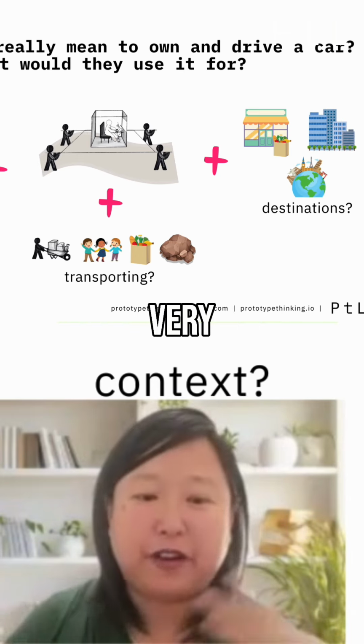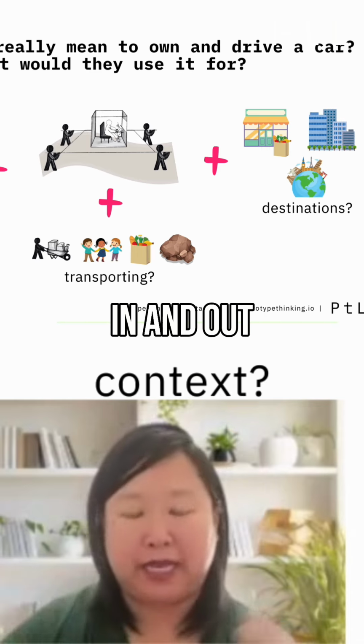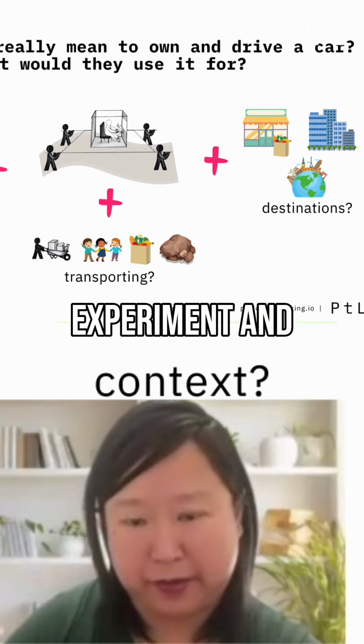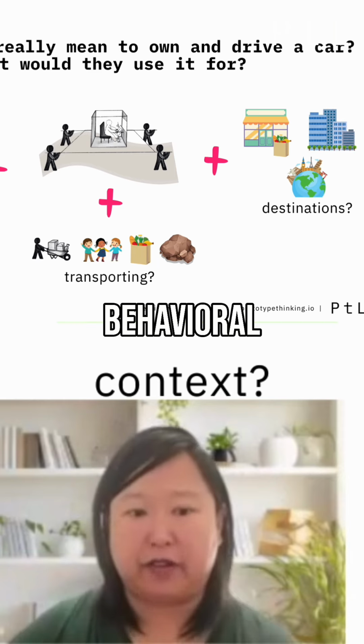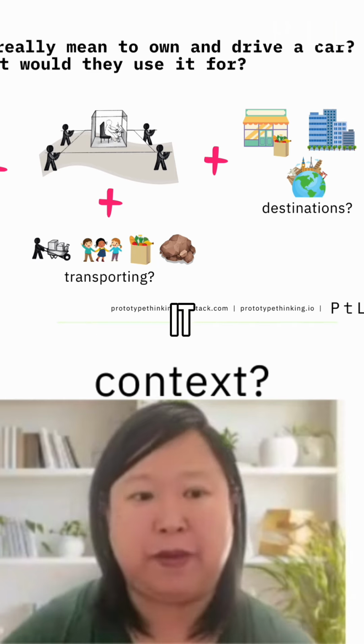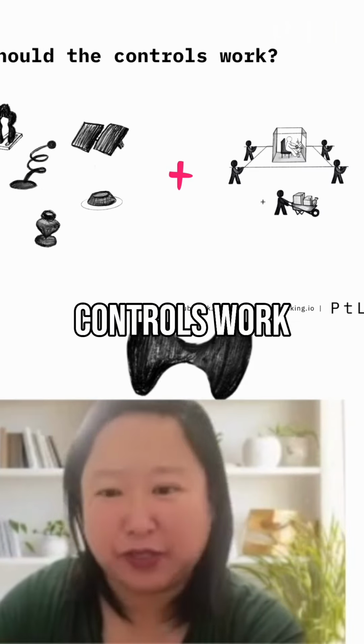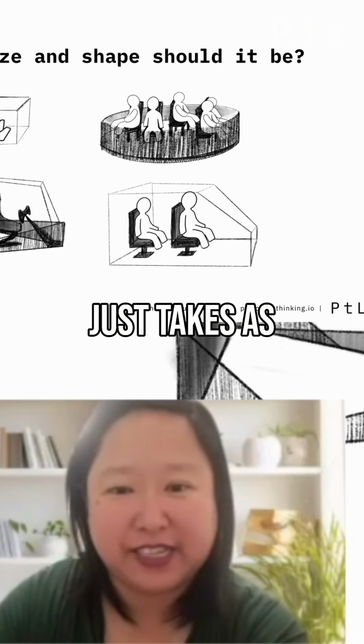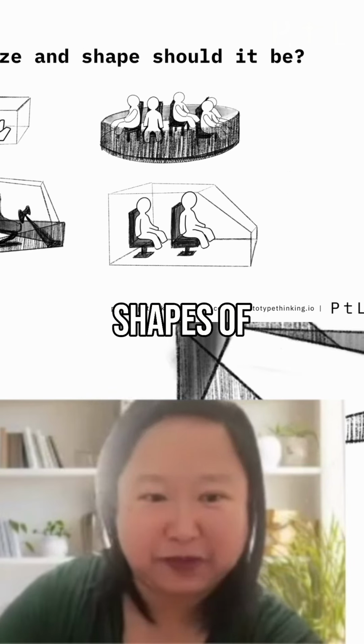And these are things that you can very quickly and dynamically permute in and out with the user over the course of a longer dedicated one-on-one experiment and watch their behavioral reactions as you change it back and forth. This is how the controls work. We just try different controls and the person calls it out. Different shapes of vehicle just takes as long as it takes to assemble different shapes of cardboard.